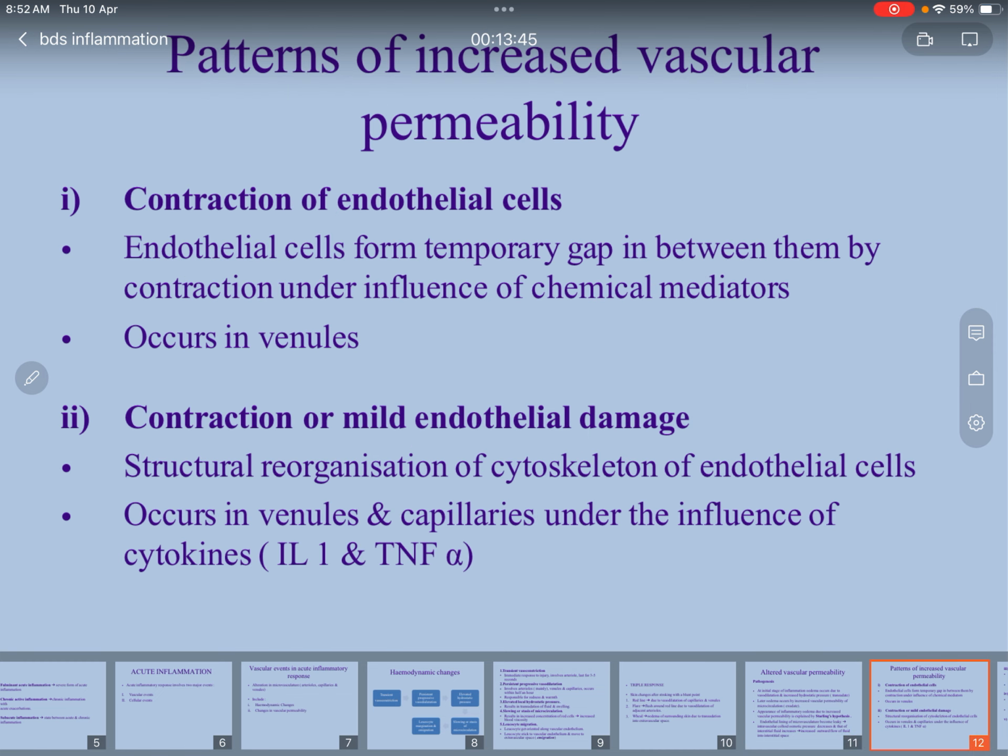And what are the patterns of increased vascular permeability? 1. Contraction of endothelial cells. Endothelial cells form a temporary gap in between by contraction under the influence of chemical mediators. It occurs mainly in venules. Now the second one is retraction or mild endothelial damage, that is structural reorganization of the cytoskeleton of the endothelial cells. It occurs in venules and capillaries under the influence of cytokines.